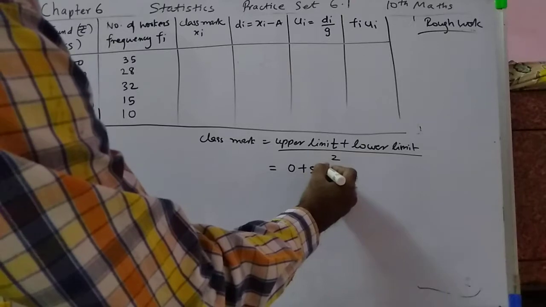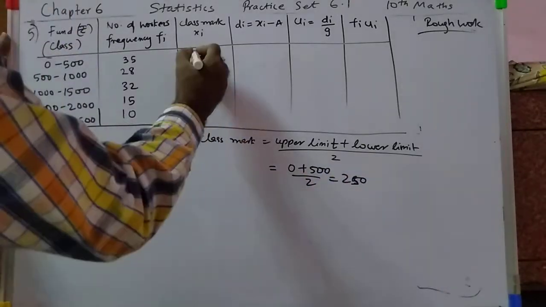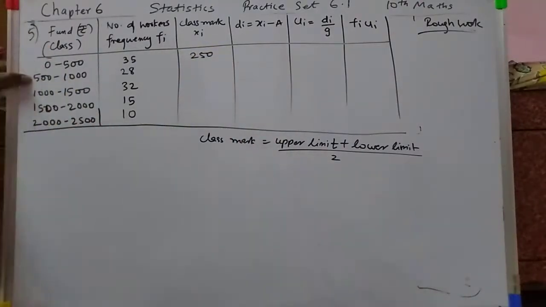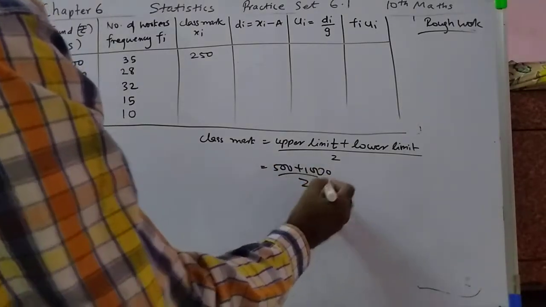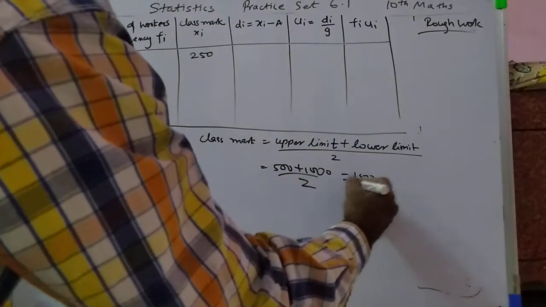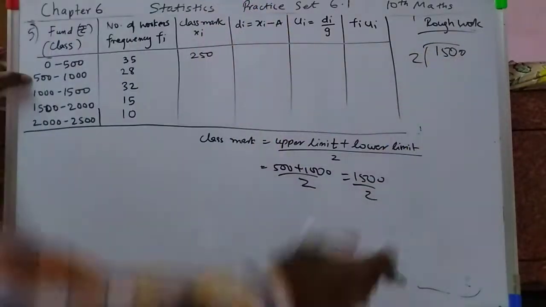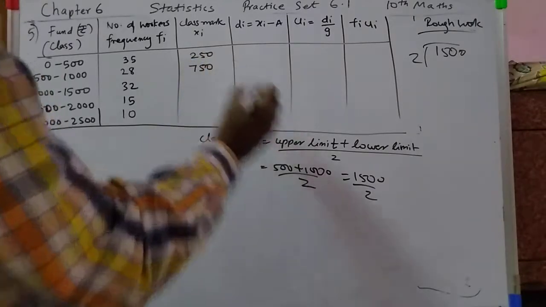0 plus 500 divided by 2. That is 250. Next one is this: 500 plus 1000. So that will become 500 plus 1000 divided by 2. That we calculate here. That is equal to 1500 divided by 2. That we do here, and we will get 750.